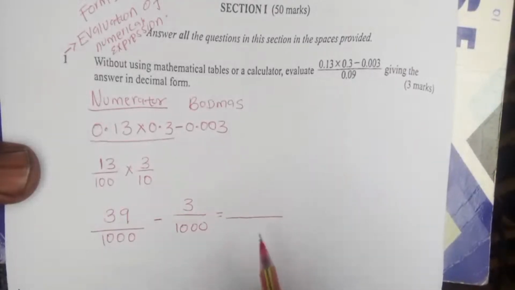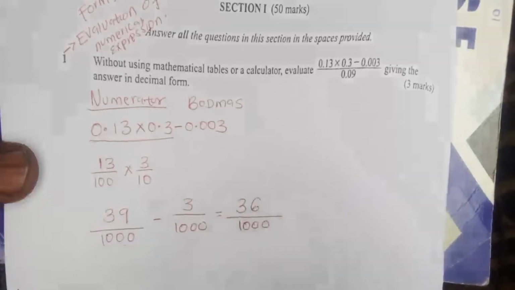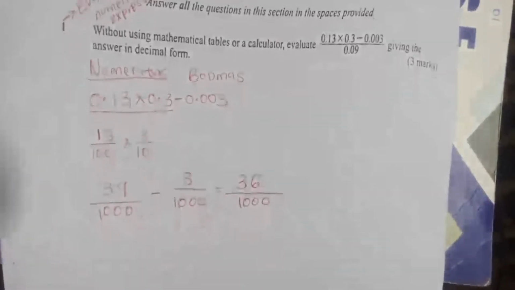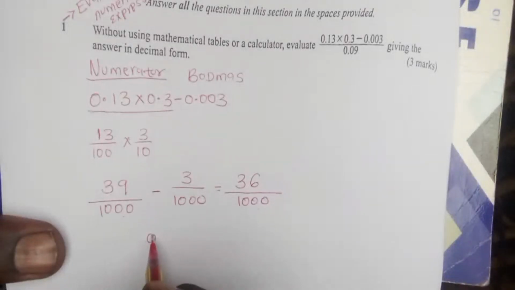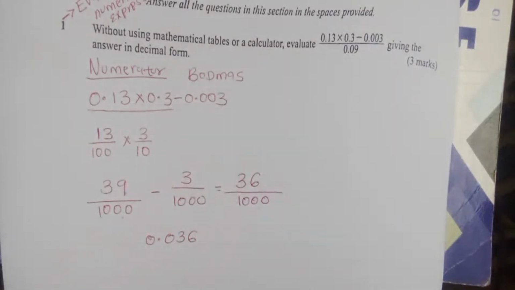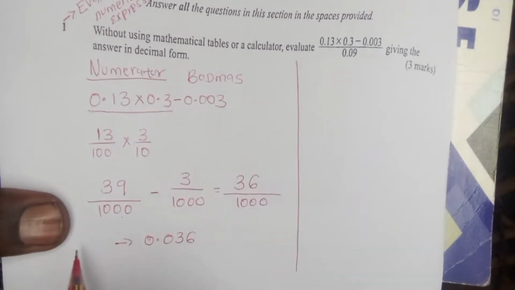So that we will now have our numerator answer. If the denominators are the same, we just write the same number, so that now we have 39 minus 3, which gives me 36. So I can convert this to decimals, which will give me 0.036. This is our numerator answer.